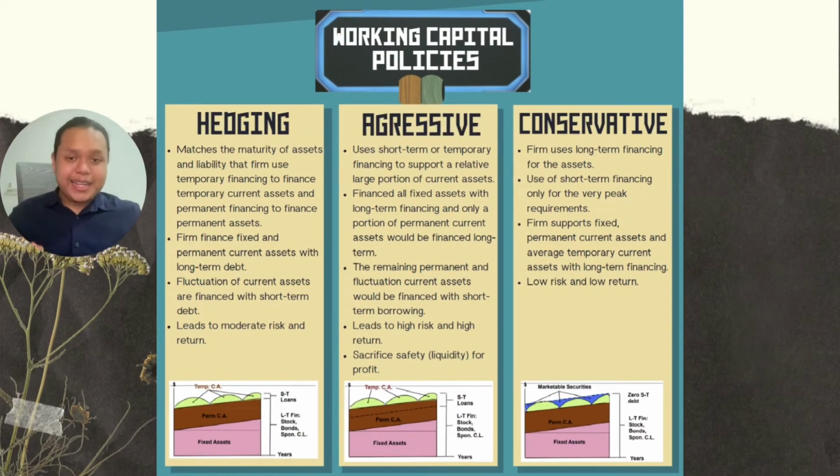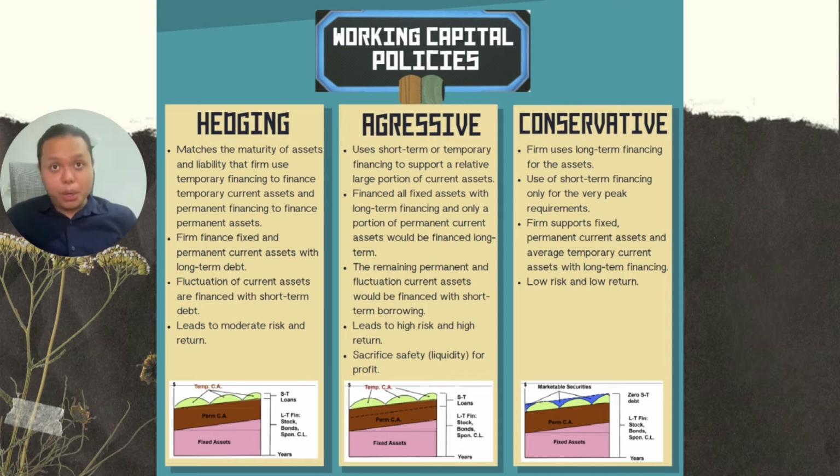Moving on to the working capital policies. There are 3 approaches, which are hedging, aggressive, and conservative. The hedging approach matches the maturity of assets and liabilities, so the firm uses temporary financing to finance temporary current assets and permanent financing to finance permanent assets. The firm finances fixed and permanent current assets with long-term debt. Fluctuations of current assets are financed with short-term debt, and it leads to moderate risk and return.